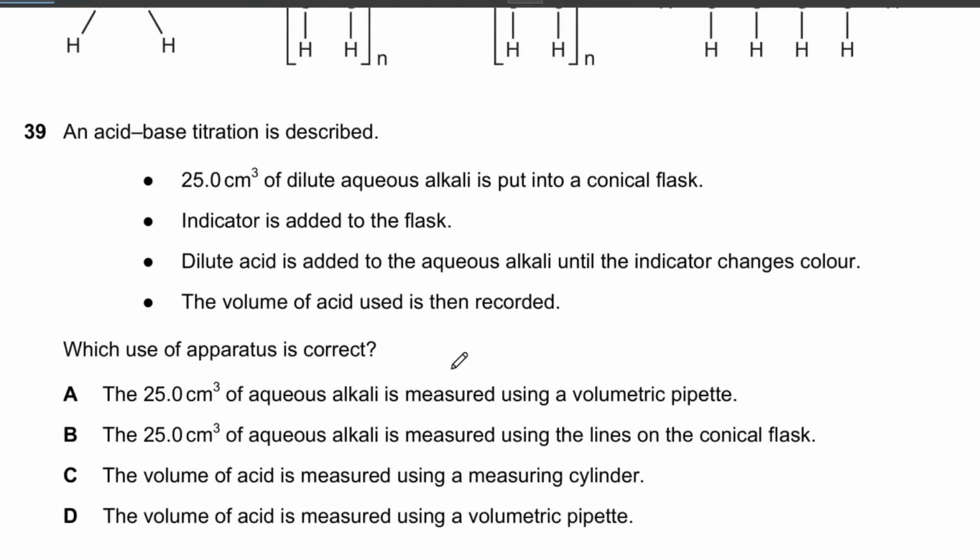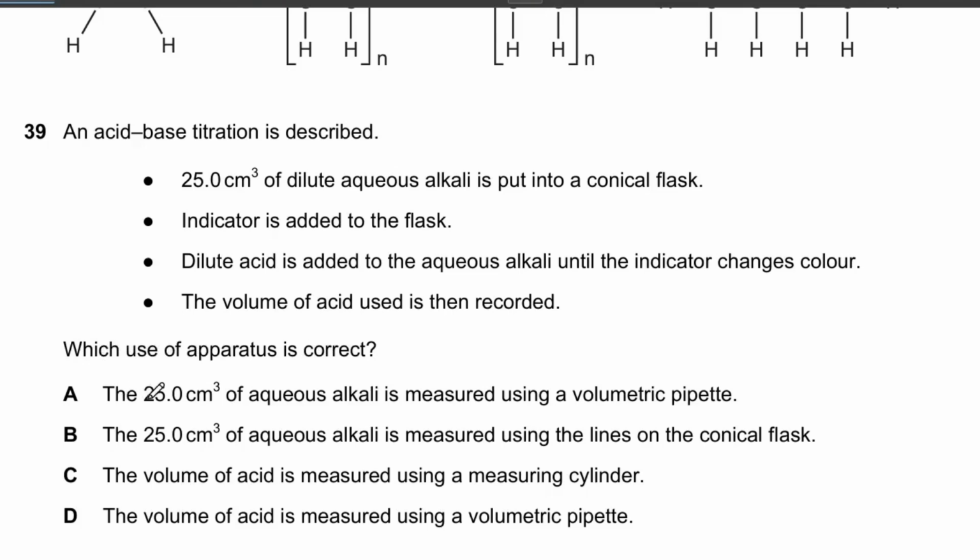Next question, question 39. An acid-base titration is described. 25 centimeter cube of dilute aqueous alkali is put into a conical flask. Indicator is added to the flask. Dilute acid is added to the aqueous alkali until the indicator changes color. The volume of acid used is then recorded. This is just the process of that acid-base titration. Now, which use of apparatus is correct?